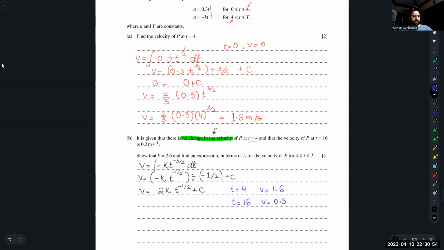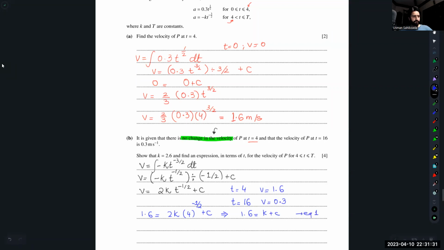This should give us two equations, two simultaneous equations, which should help us get the values. That's the first equation. And you can further reduce this. It will become 1.6 is equal to, you can even use the calculator, 4 to the power negative half is 1/2, and this K plus C, one equation comes, that's equation number 1.